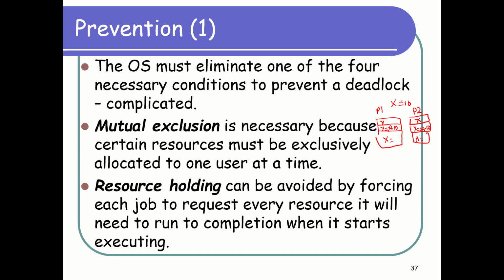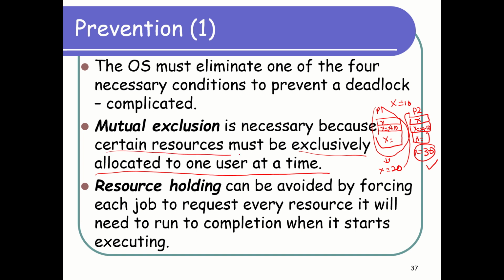So remember mutual exclusion, when you lock a resource exclusively allocated to one user at a time. In this order, P1 must complete first before P2 can take charge. So the last value of X is 20 for P1, and then it will go to P2. P2 will have 20 plus 10, so X equals 30. So you can get the correct value. So this is mutual exclusion.